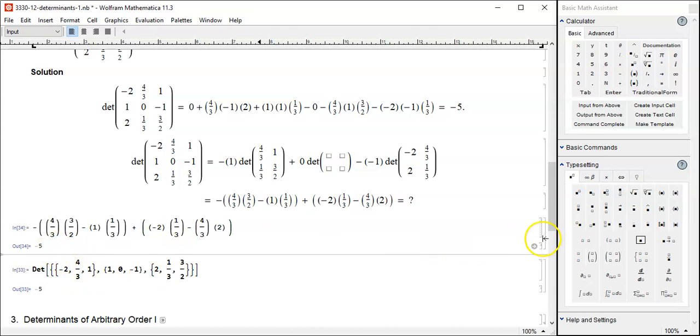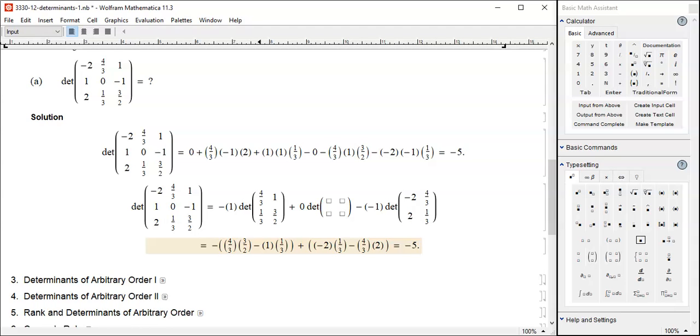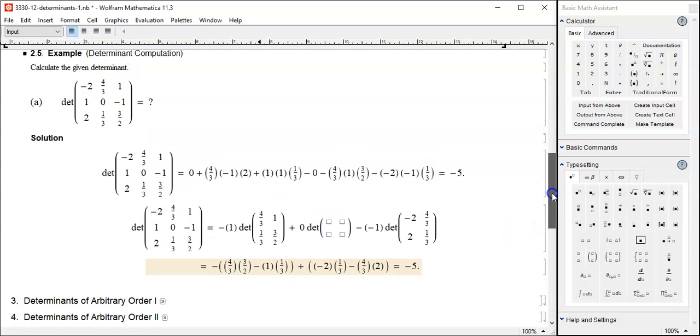Yes, indeed, -5. Same number as before. So, okay. A couple of computations as well. Tedious, but it worked out.